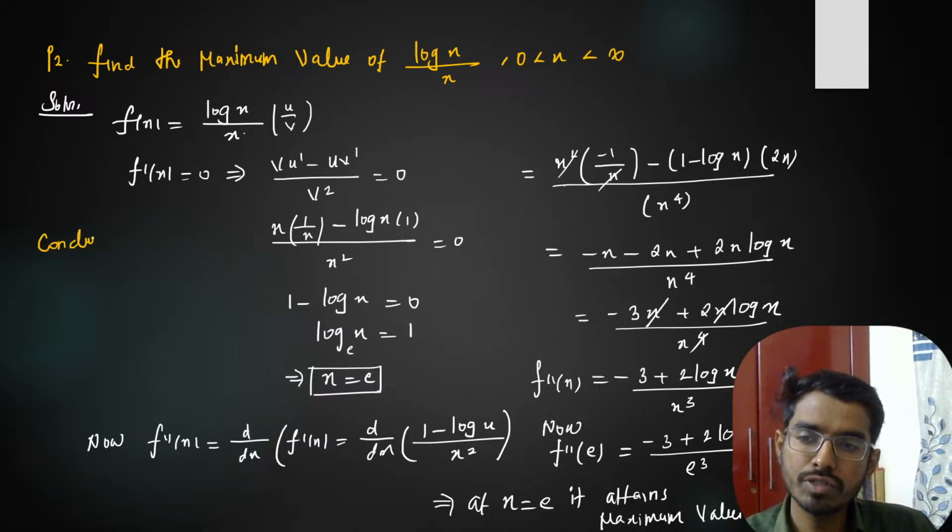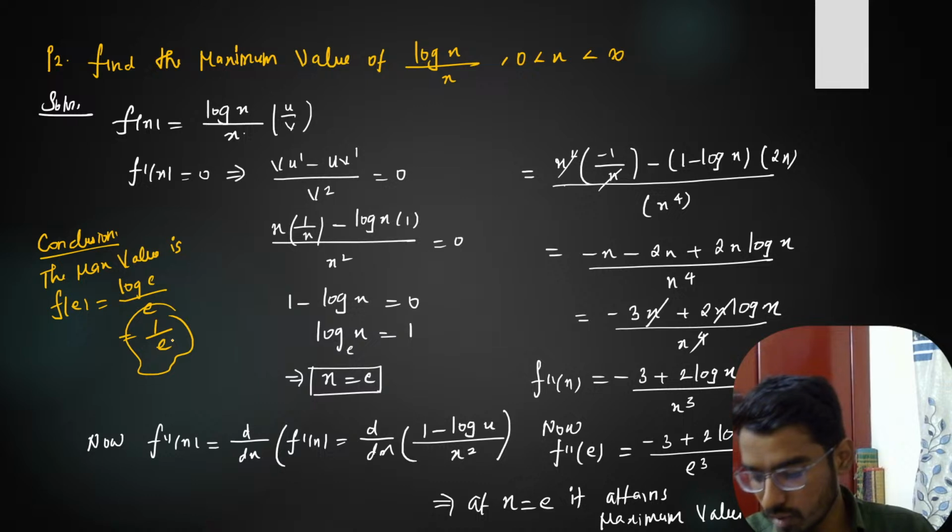What is our conclusion? Maximum value is f of e, because at e it attains maximum value. Maximum value is f of e, which is log e by e. So 1 by e is our maximum value for this function, right? Okay.